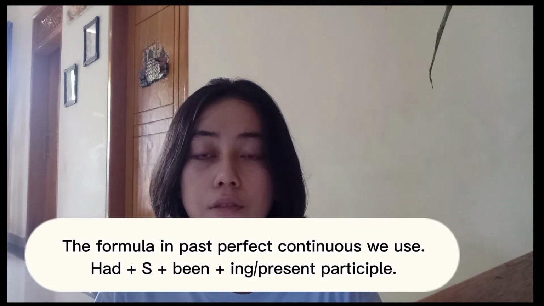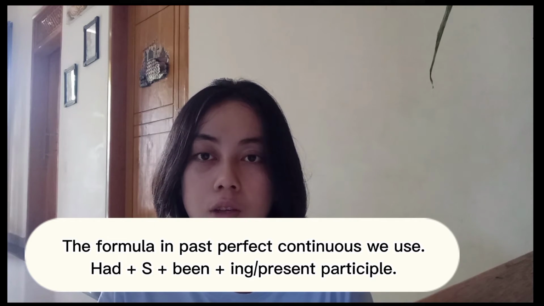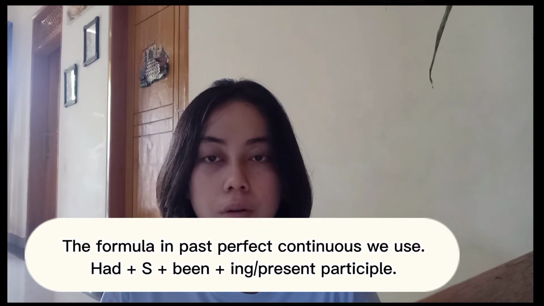Hello, my name is Kadek Medin Cahyani, student number 2112021210. I would like to continue the presentation from Revi, to tell about the question pattern and example sentences of past perfect continuous tense. For the formula, we use had plus subject plus been plus present participle, or verb ing.